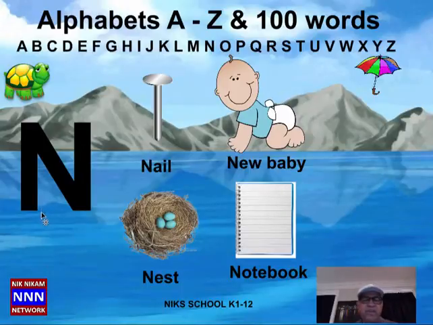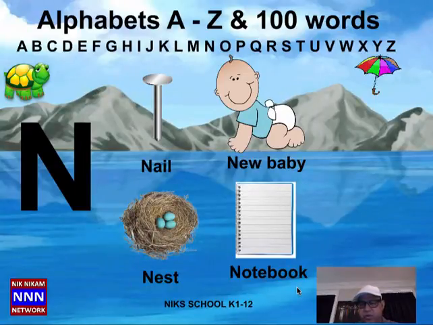We are talking about N. We talked about nail, new baby and nest. Oh, here's a little bird's nest. It is made with little twigs, and the bird has laid 3 eggs here. 1, 2, 3. Oh, look at that. The bird has laid 3 eggs in a nest. This is so funny. This is so nice.